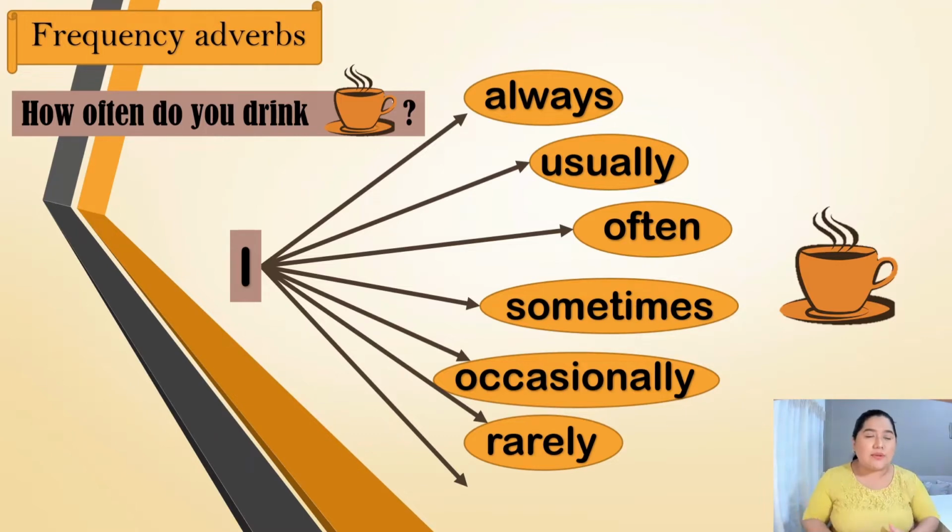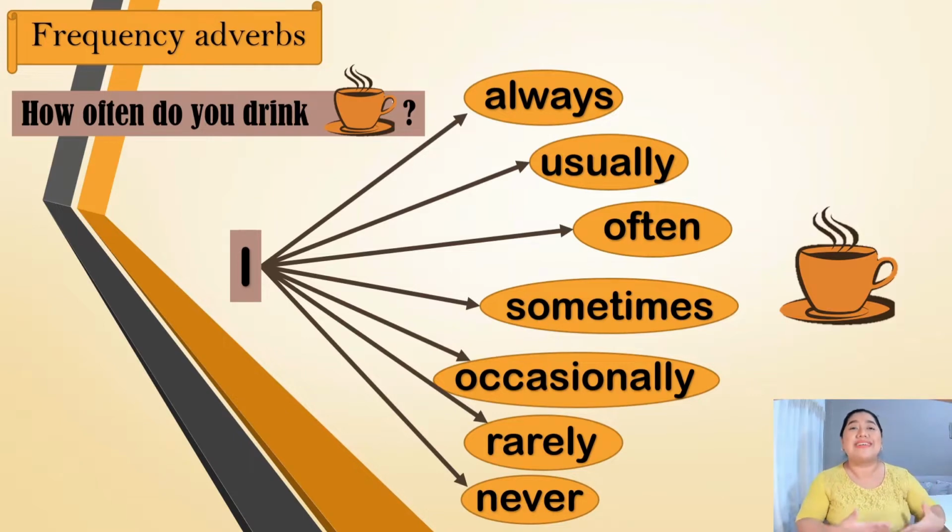So all of these are words that can help you to say how often you do an activity. In this case, we're talking about drinking coffee. If you do this activity every single day, you say I always drink coffee. Or maybe you can say the opposite, I never drink coffee. Or, of course, we have something in the middle. I usually drink coffee. I often drink coffee. I sometimes drink coffee. I occasionally drink coffee. I rarely drink coffee. All of these are options, and we call these words frequency adverbs.